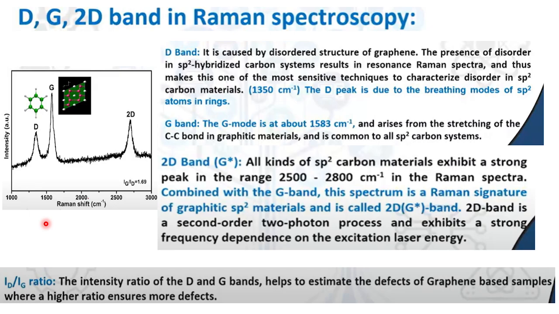No, no, it's not. ID by IG. That means if you make a ratio of the intensity of this peak and this peak, the lower the ratio, the higher the purity. If it is close to 1 and if you are getting 0.5, obviously 0.5 is much more pure compared to your 1.